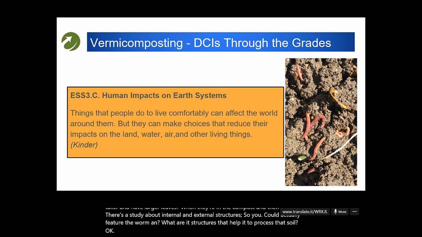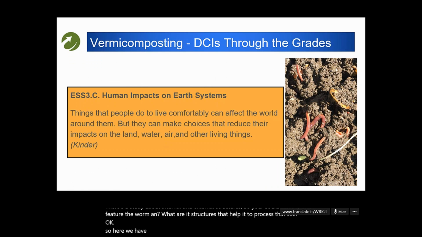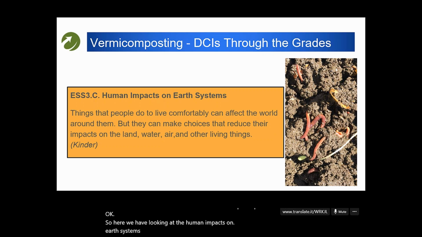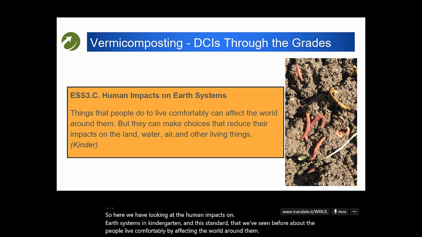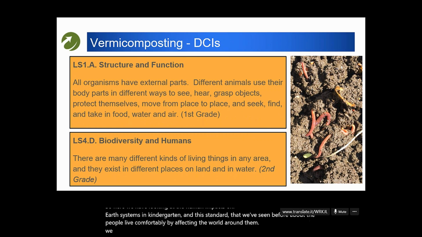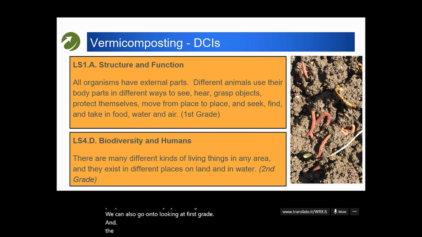So here we have looking at the human impacts on earth systems in kindergarten, and this standard that we've seen before about how people live comfortably by affecting the world around them. We can also go on to looking at 1st grade and, again, looking at the structure and function of external parts, and that the animals use these in different ways in order to survive.